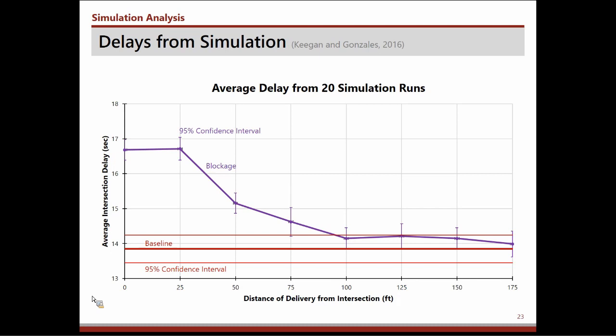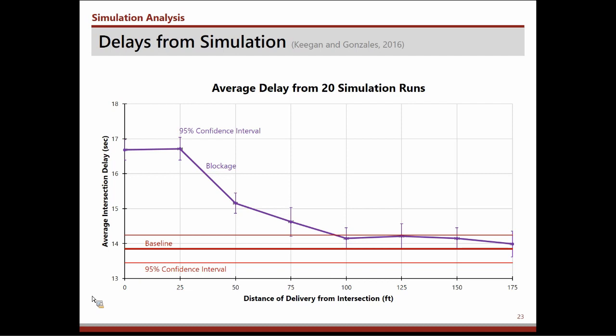So based on those replications, those simulation runs, that's our sort of confidence interval of what's the mean average intersection delay with no freight delivery. And then you can see each of the other data points shown in purple is associated with a freight delivery at 0, 25, 50, 75, 100, 125, and so on feet from the intersection. And we did 20 simulation runs of each of those cases to build a confidence interval around them.